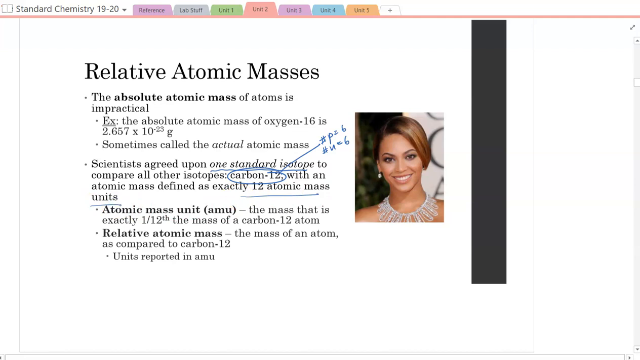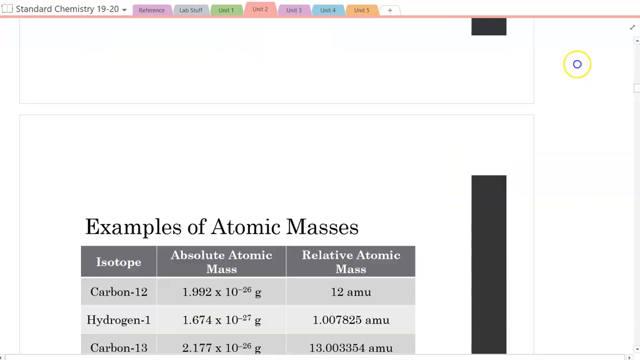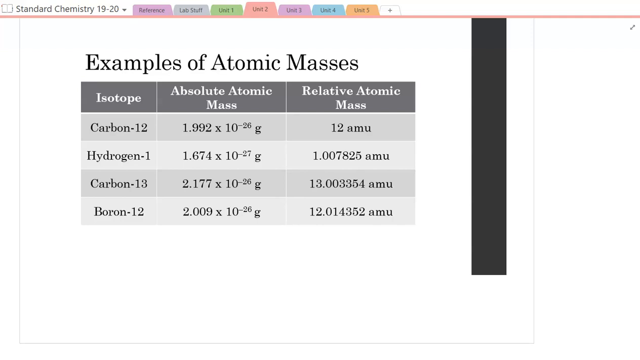It's kind of further defined here. So 12 atomic mass units means 1 atomic mass unit, or AMU, is the mass that is exactly 1/12 the mass of carbon-12. We're comparing it to specifically carbon-12. Whereas the relative atomic mass, this is where it gets a little bit tricky, is the mass of some atom as it's compared to carbon-12. So if I know that carbon-12 has exactly 12, that means if I compare everything else to this carbon-12, that is a relative atomic mass. It's being compared. Relative is referring to being compared. Let's see a little bit in terms of what that means. Over here, here are some examples of atomic masses. I've got 3 columns here.